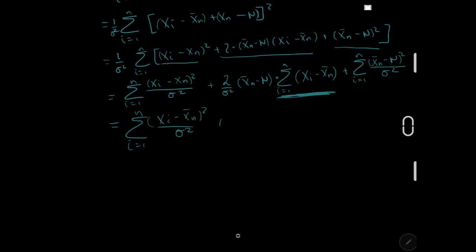Sorry, I'm writing quite fast. Plus the sum from i equals 1 to n of xn bar minus mu squared over sigma squared. Okay, so that's what that is.